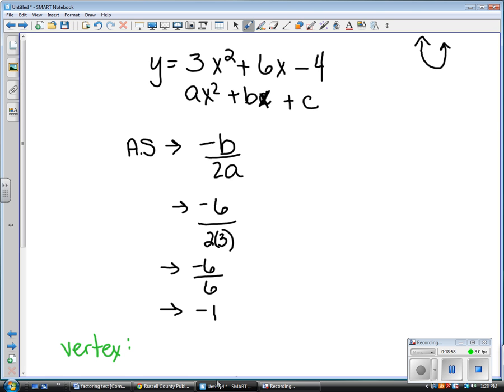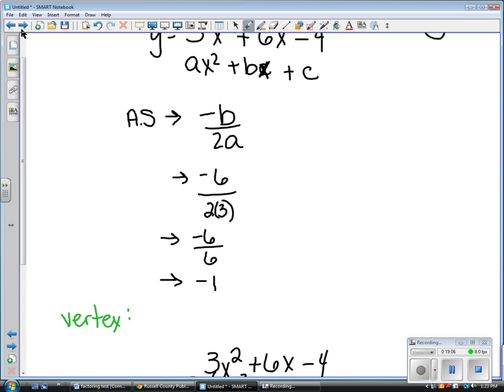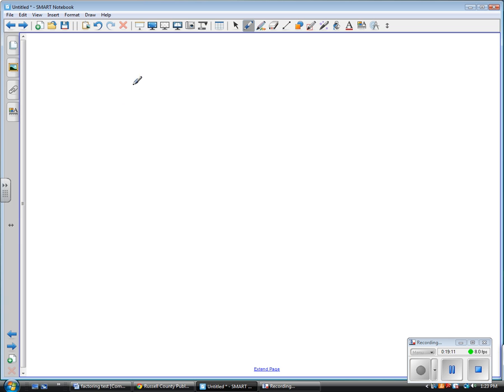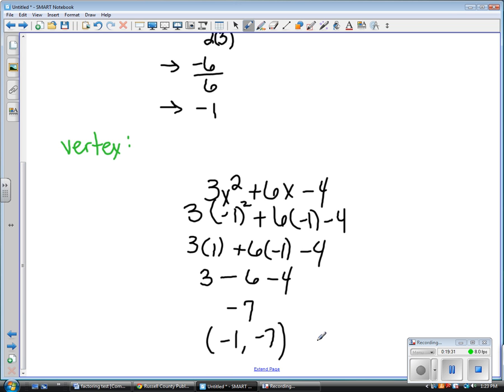So I want to go back to my paper. Okay? Everybody good there? Yes, that equation was 3x squared plus 6x minus 4. That was my equation of the original problem. Is that what you're asking? Take a second, copy that down if you don't already have it.